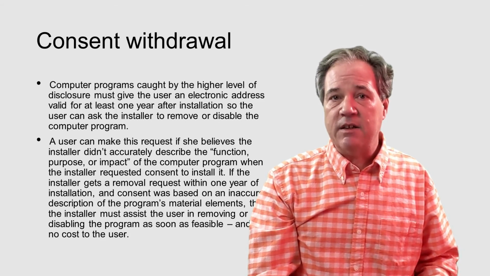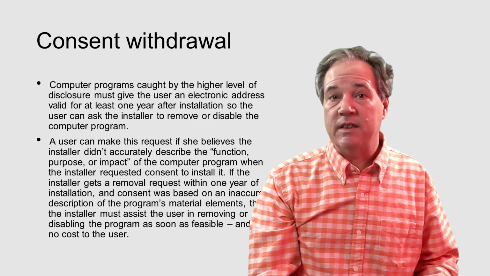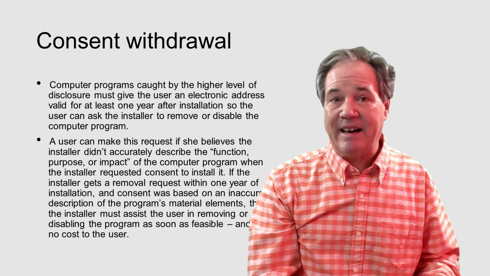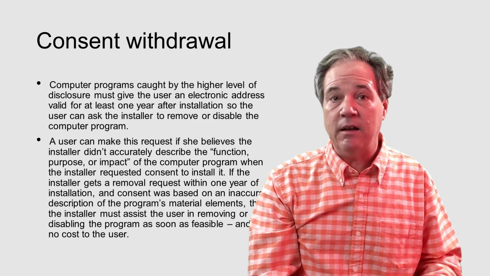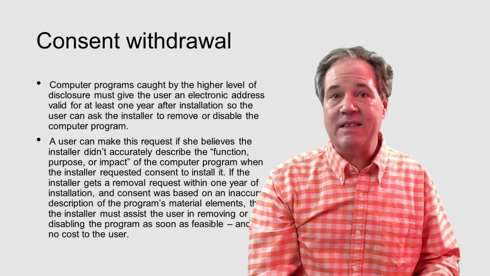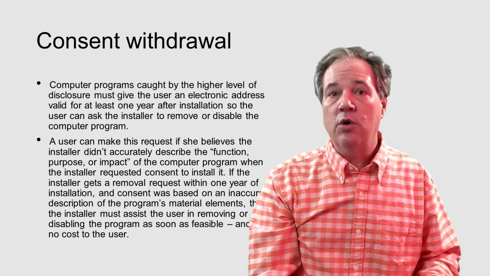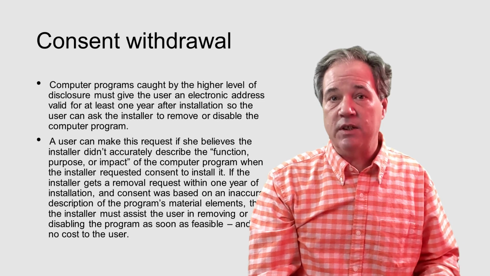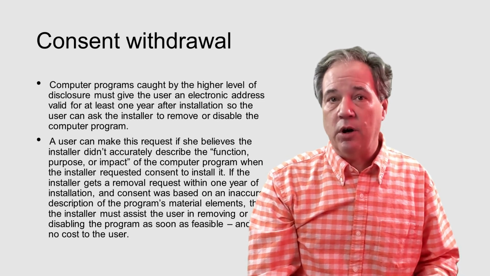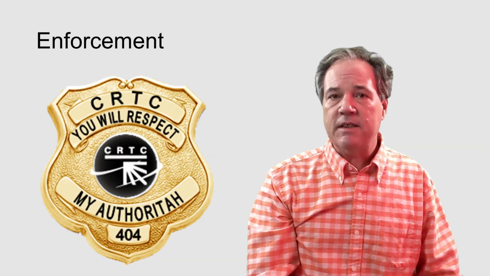If the installer gets a removal request within 1 year of installation and consent was based on an inaccurate description of the program's material elements, then the installer must assist the user in removing or disabling the program as soon as feasible, and at no cost to the user. So how is this enforced?